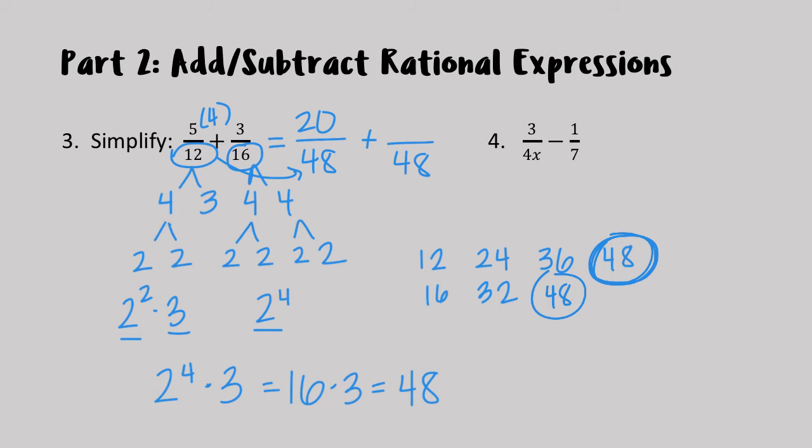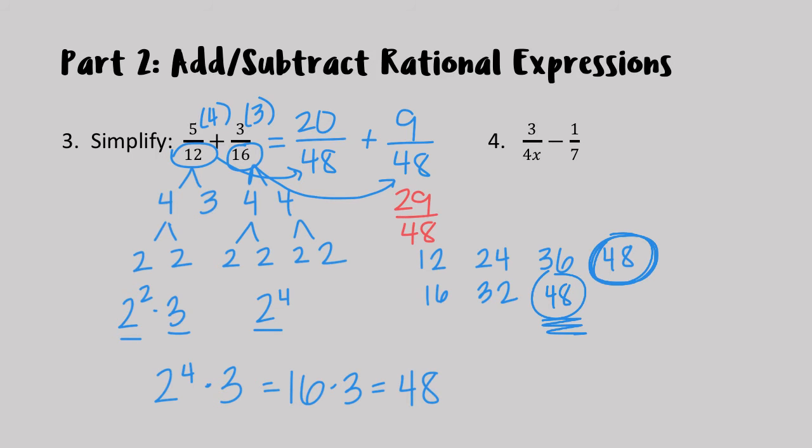16 times something is 48. I just did that here. It's 3. So then I need to multiply the numerator by the same number. 3 times 3 is 9. Now these have common denominators, and I could add them together and get 29 over 48.